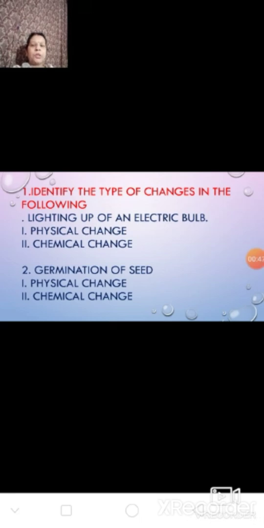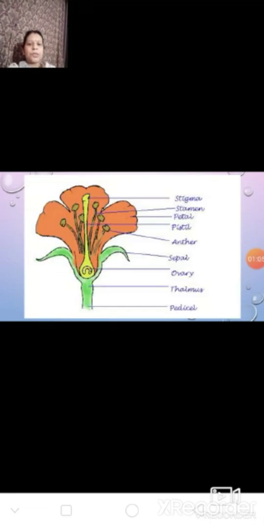I hope, children, you all remember physical changes are temporary changes, whereas chemical changes are permanent changes. In a physical change, no new substance is formed, whereas in a chemical change, an entirely new substance is formed. So, keeping these points in mind, you can just start with it.